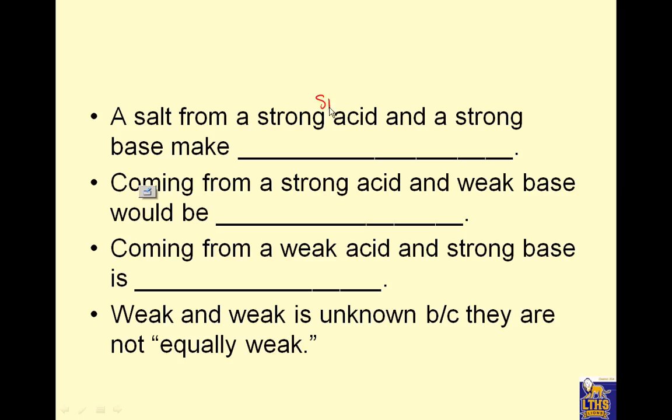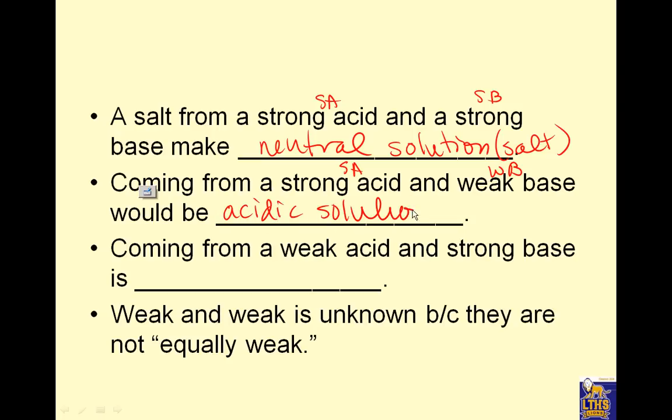So what did we learn? A salt from a strong acid and a strong base makes a neutral solution when dissolved. A salt coming from a strong acid and a weak base gives you an acidic solution, so the salt is acidic. Coming from a weak acid and a strong base, you're going to get a basic solution, and that is a basic salt solution. Weak and weak is unknown, because it depends on how weak the weak base was and how weak the weak acid was, because they're not equally weak. It depends on their Kas or Kbs.